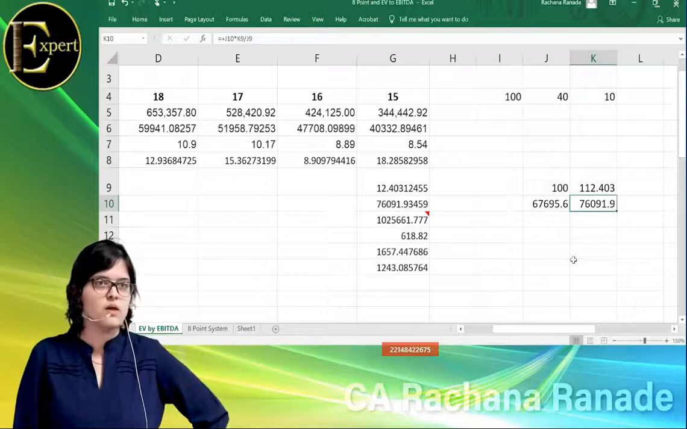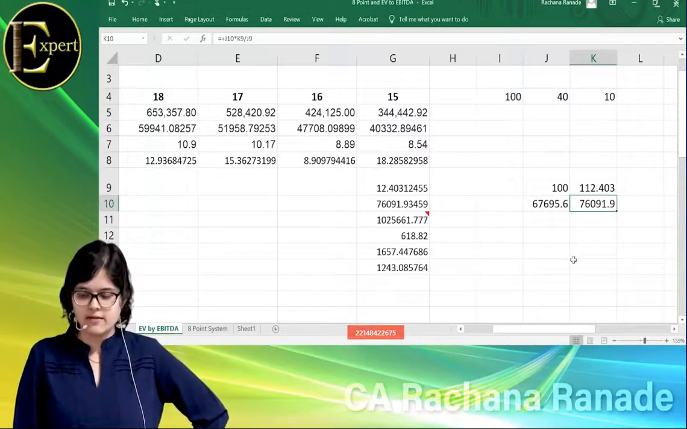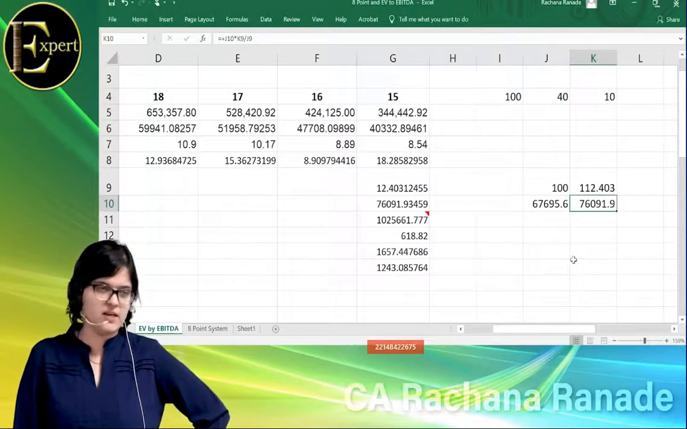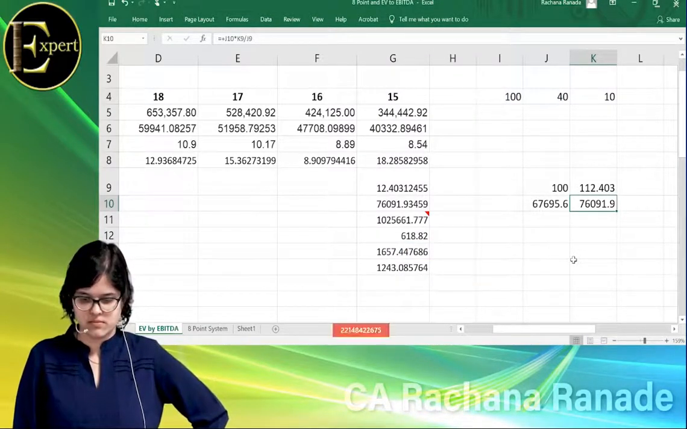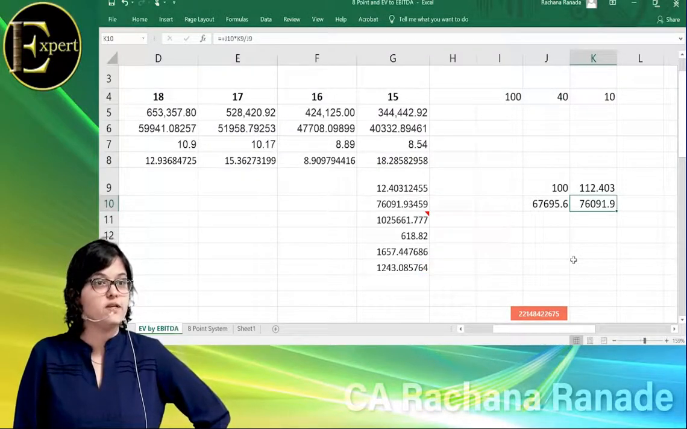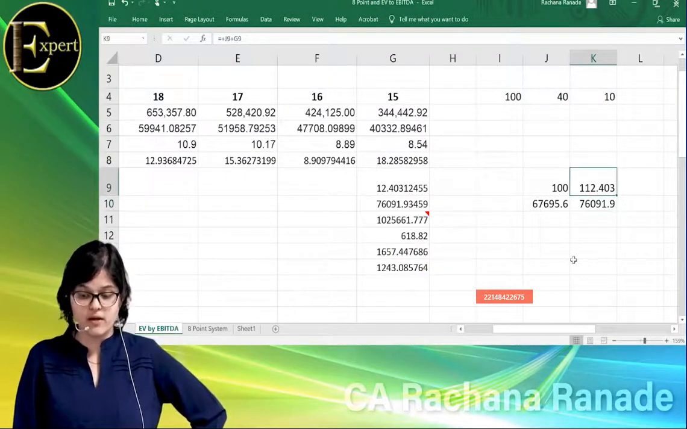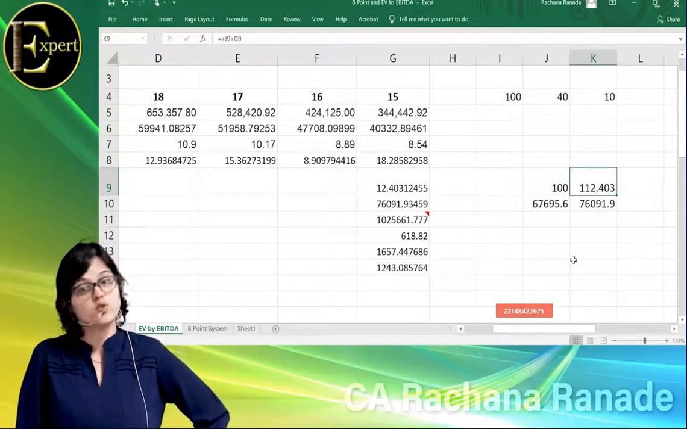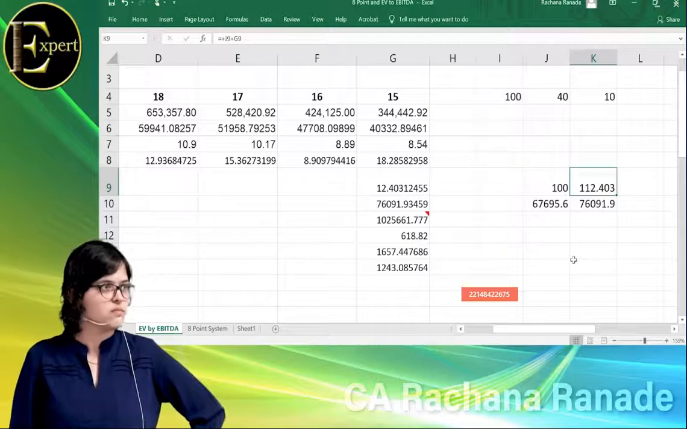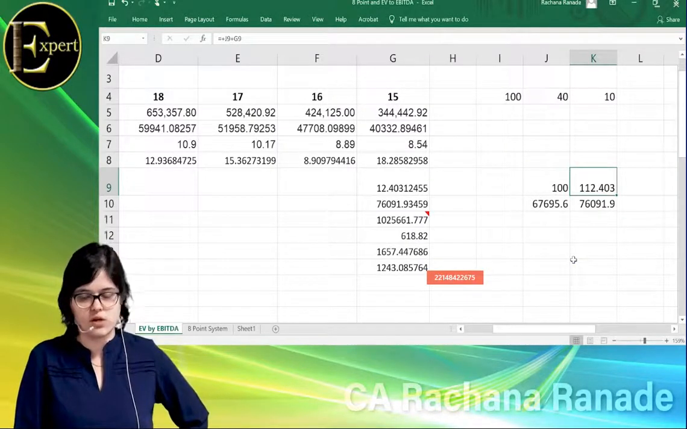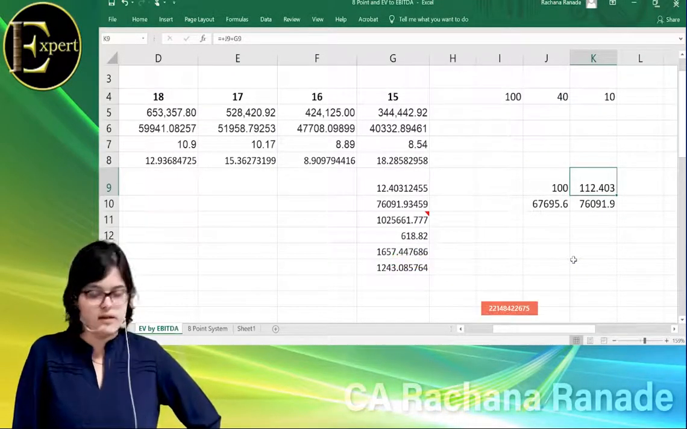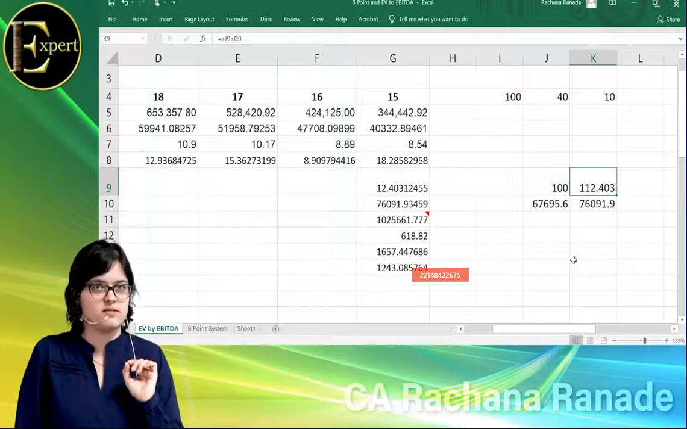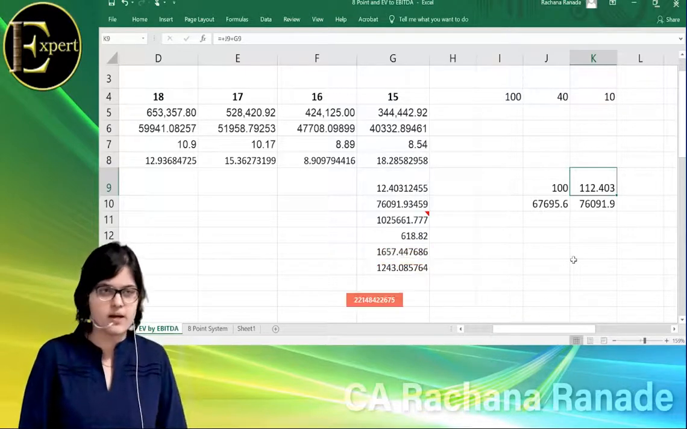Then expected EBITDA. Oh, sorry. Average growth in EBITDA was 12 point, na? Average growth in EBITDA, whatever we have written, was not 112. It was 12.403. Okay. Then what did we write? Then expected EBITDA can be calculated as.